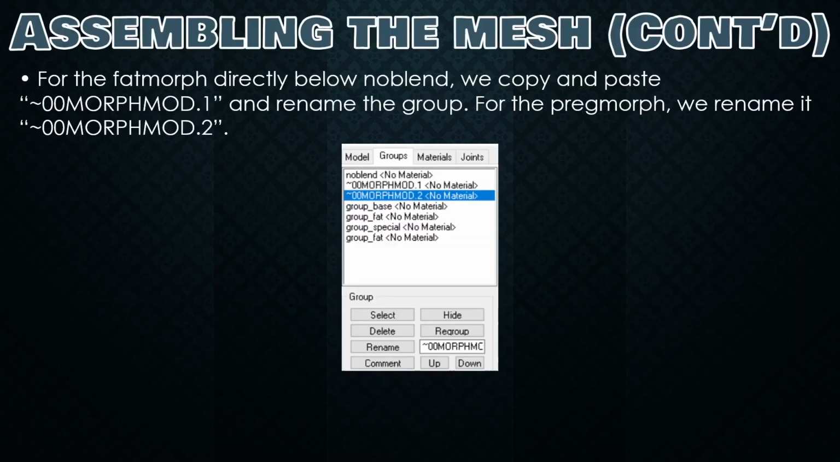Then for the fat morph, directly below NoBlend, this is what NoBlend fat morphs into. It's tilde 00 morph mod all caps .1, and we rename that group. And then we do the same for pregmorph, but we name it 02.